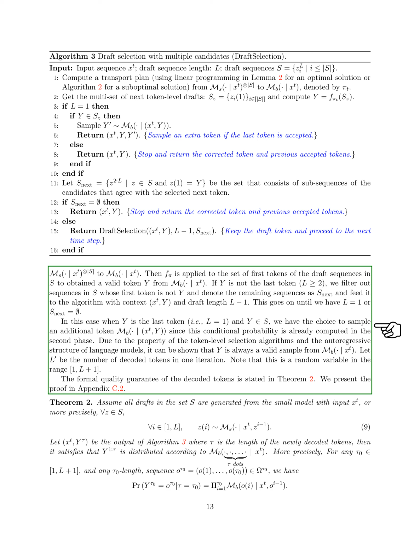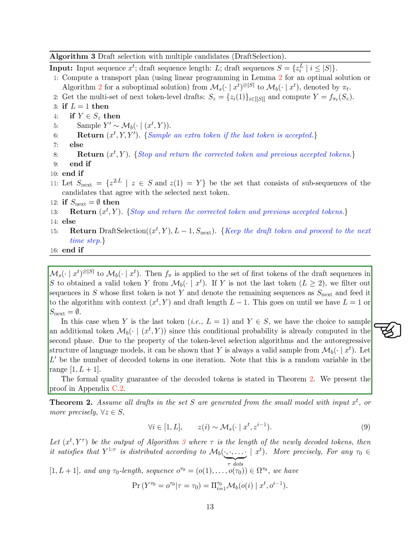This plan is then applied to the set of first tokens of the draft sequences in S to obtain a valid token. If this token is not the last one, we filter out sequences in S whose first token is not the selected one and denote the remaining sequences as S_next. This process continues until we have only one token left or S_next is empty. If the selected token is the last one and it's in S, we have the option to sample an additional token since its conditional probability is already computed in the second phase.